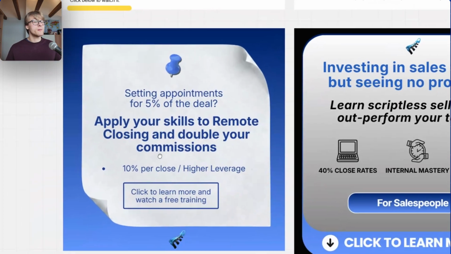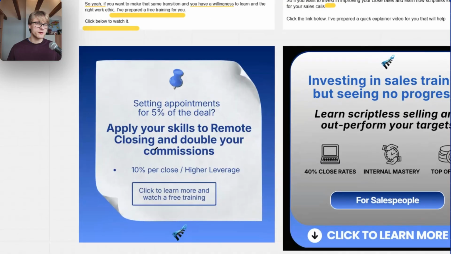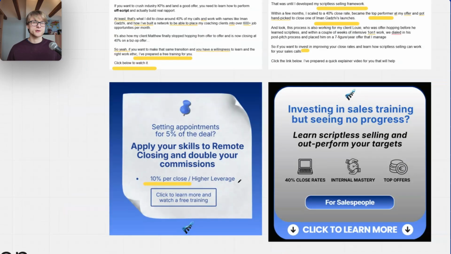And then obviously we are implementing this in our static ads as well, which first of all have a very polished design to attract higher quality leads. We don't want to have weird screenshots of people doing $1 million with closing or whatever. No. Set an appointment for 5% of the deal. Apply your skills to remote closing and double your commissions. Very logical, right? 10% commissions.